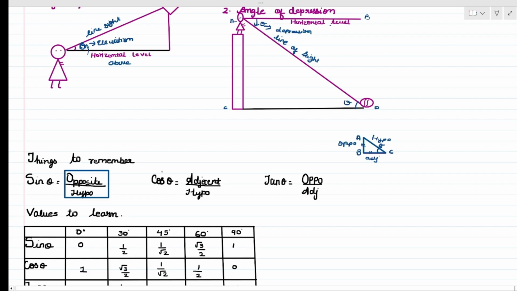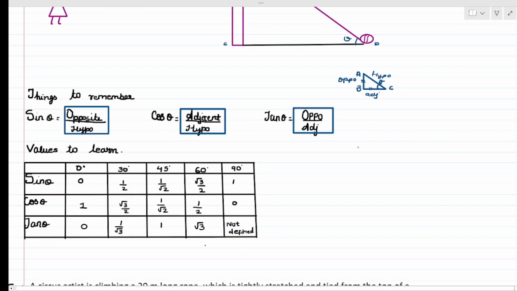Next comes cos theta. When will you apply the formula for cos theta? When you need to find the adjacent or hypotenuse. That means if there is any missing value of adjacent or hypotenuse, you can go for cos theta. Learn with me, the formula for cos theta is adjacent upon hypotenuse. And the last one is tan theta, which says opposite upon adjacent. If my side, opposite or adjacent, is missing, I will go for tan theta, which we will get from the figure.